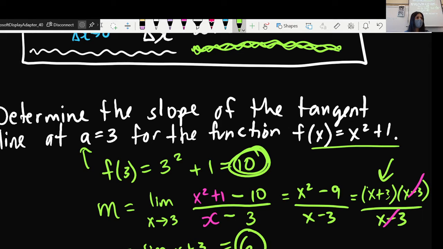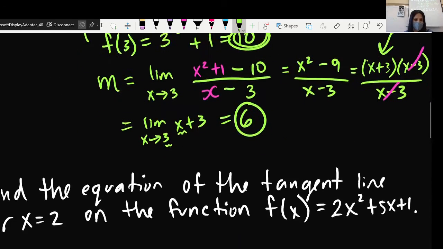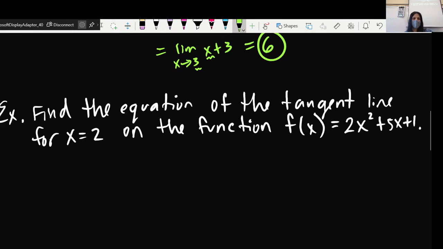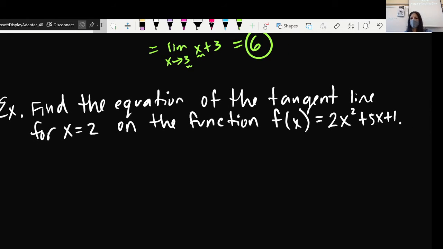So do you believe me yet that we're kind of just doing the same old stuff all year long? All year long for the next 9 weeks. Here's the next one. Find the equation of the tangent line for x equals 2 for the function f of x equals 2x squared plus 5x plus 1.